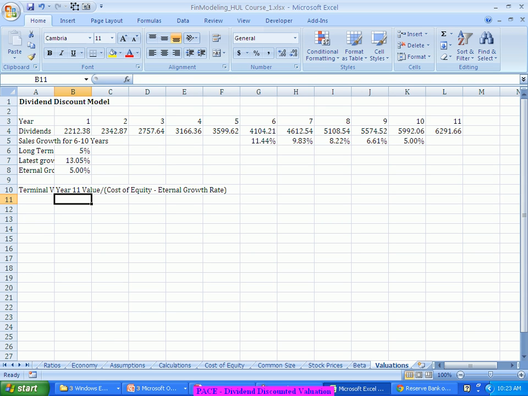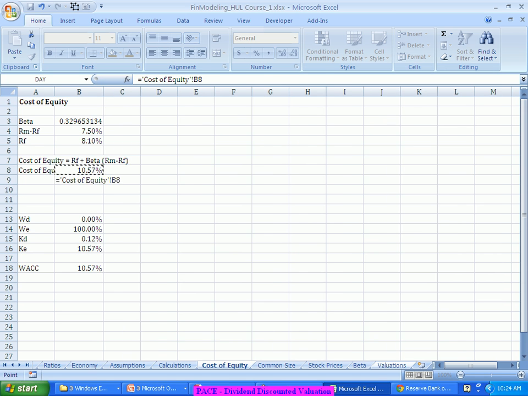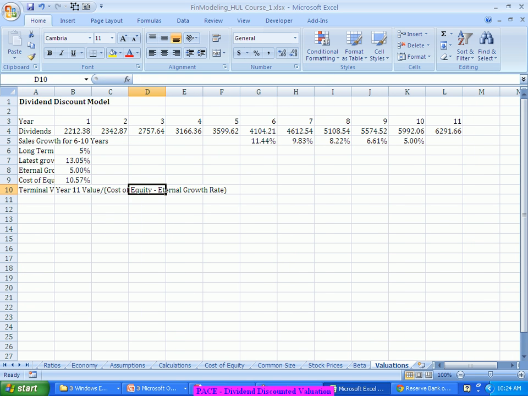So here it is nothing but the year 11 value, which is this one, divided by cost of equity. Oh, we have to get the cost of equity. I can pull it from the other sheet, but let me bring it directly here. Cost of equity, I am getting it from this sheet. This is my cost of equity. So here I'll directly put the year 11 value divided by cost of equity minus the eternal growth rate.